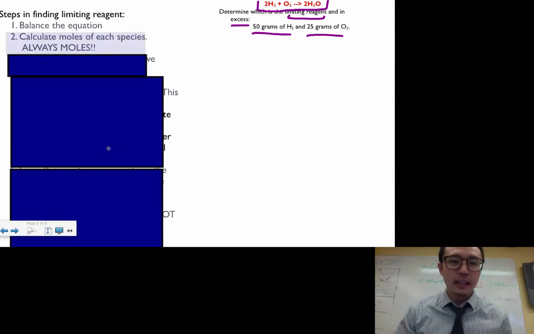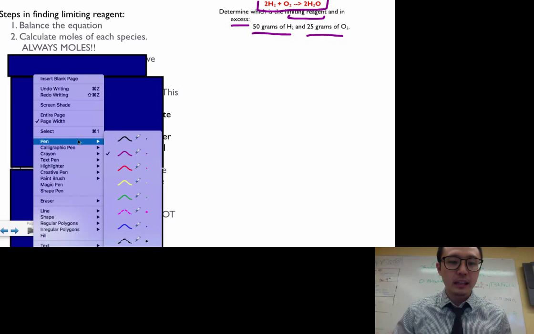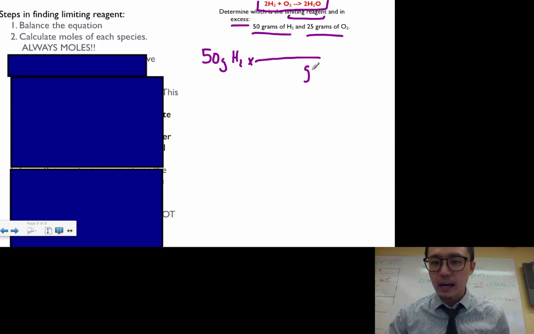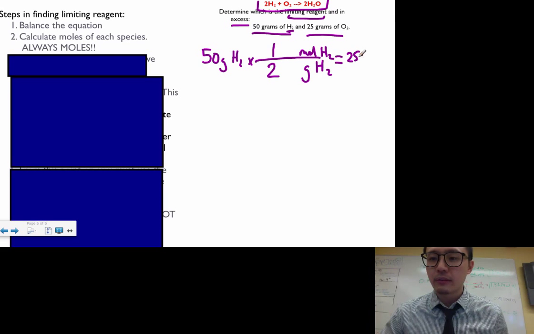So let's start. Second step, we need to calculate this in moles. I'm going to break this down. 50 grams of H2 times the division bar, grams of H2 on the bottom, and we need to find moles of H2. That's 1 mole, since the molar mass of H2 is 2 grams, it's a pretty straightforward one. So this is just going to be 25 grams. Oh, nope, 25 moles of H2.